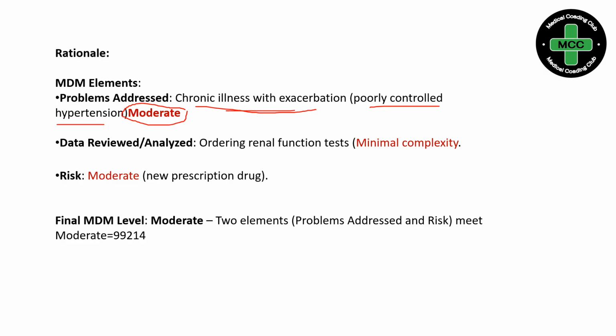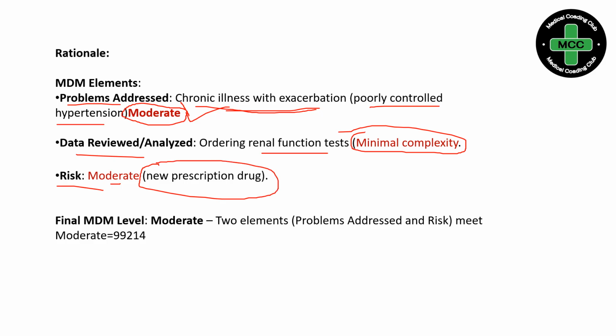So this particular coding point will be there in the moderate problem. Okay, so our problem addressed is moderate. Next, data reviewed and analyzed. Ordering renal function test. So it's a panel and only a single panel being ordered. So we will get a minimal data complexity. Okay. And last, risk, that is moderate because they have prescribed a new prescription drug. Okay, they have ordered a new drug for hypertension, so that will go to moderate.